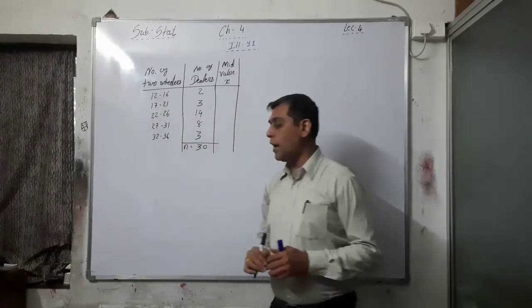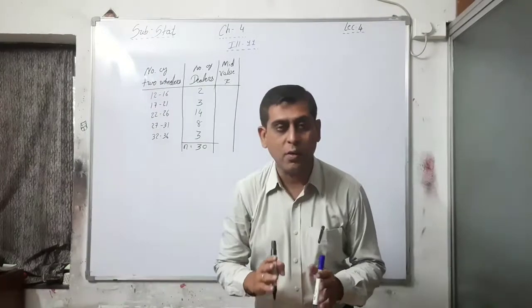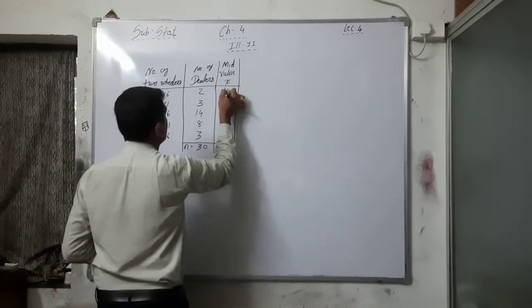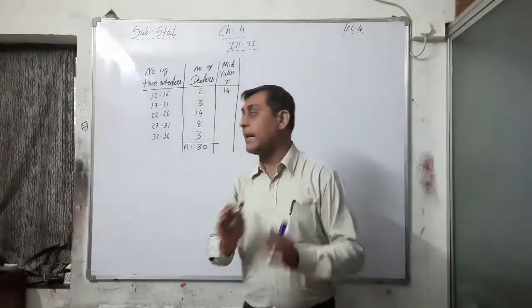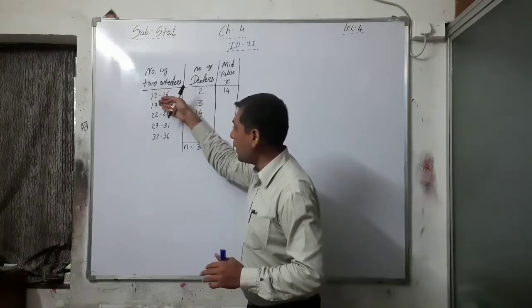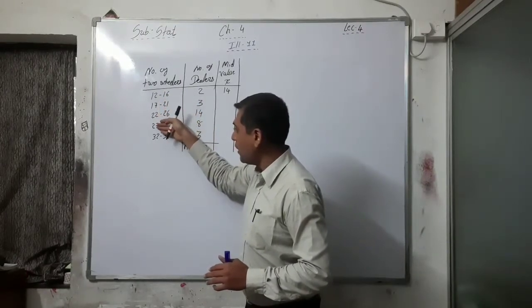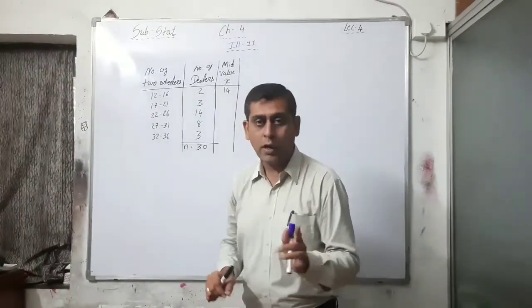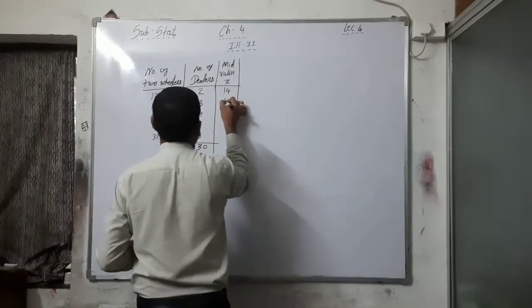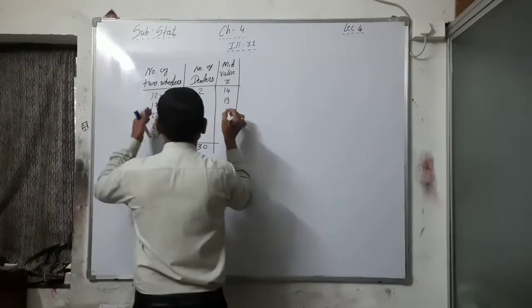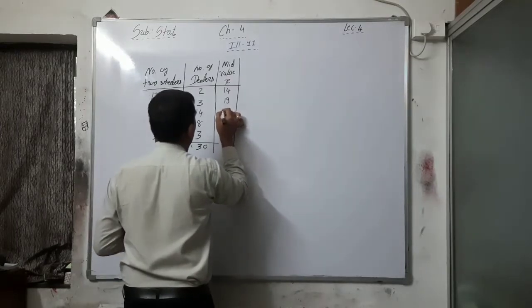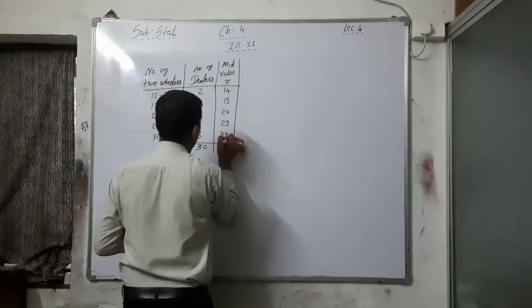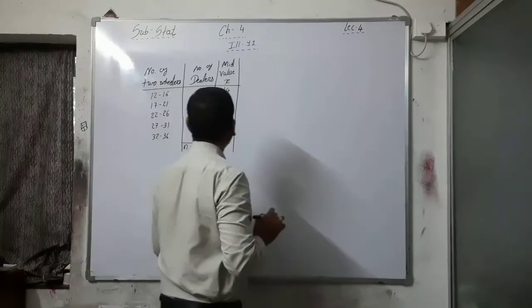What is the mean value of 12 and 16? 12 plus 16 divided by 2, that is 14. So your mean value is 14. And see the class length is equal here: 12 then 17, 17 then 22, 22 then 27, and 27 then 32. So the class length is 5. So here we just have to add 5 as the class length to find the next mid value. So these are your mid values.